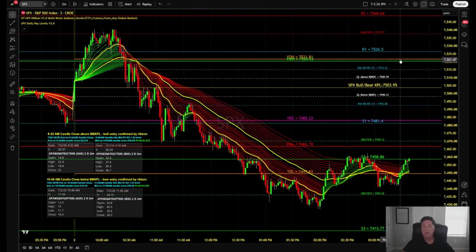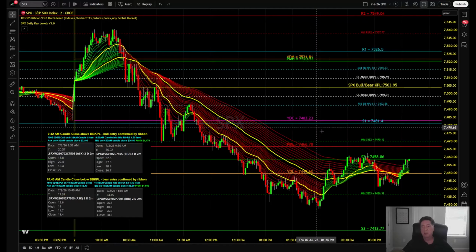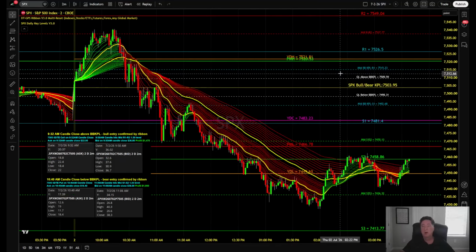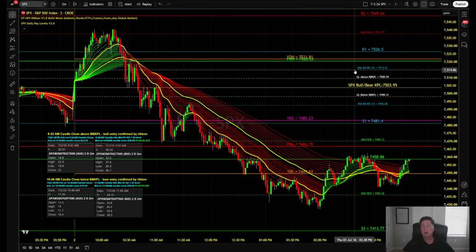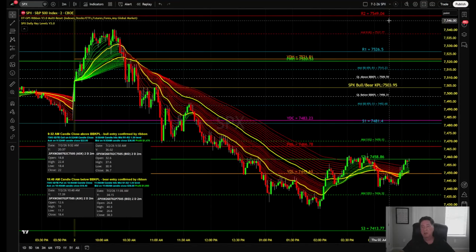Now, in the remaining 15 to 20% of the sessions, the majority of those will be lower volatility mean reverting sessions that will generally range from R1 down to S1, or in very choppy, lowest volatility sessions, midpoint above to midpoint below the up and below the bull bear KPL. Whereas the minority of those remaining 15 to 20% sessions will see price travel beyond R3 or below S3.